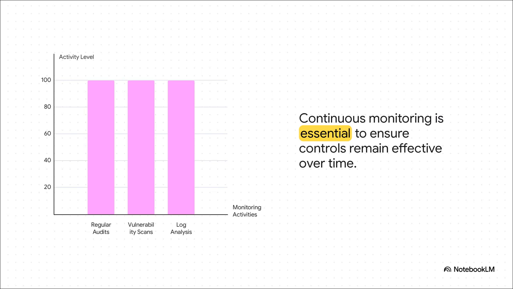That check phase we just talked about, it is absolutely vital. This is where continuous monitoring comes in. Things like regular audits, running constant vulnerability scans to find new weaknesses, and digging into system logs. This is what makes sure that all those controls you picked are actually working and stay effective over time.